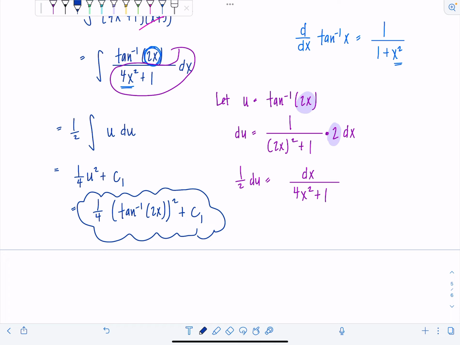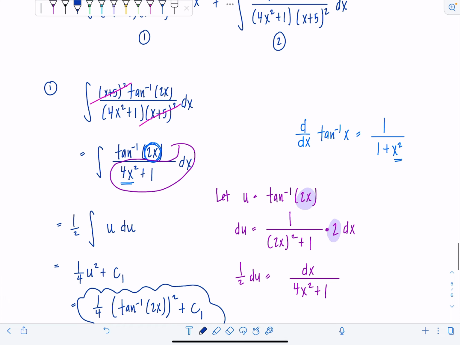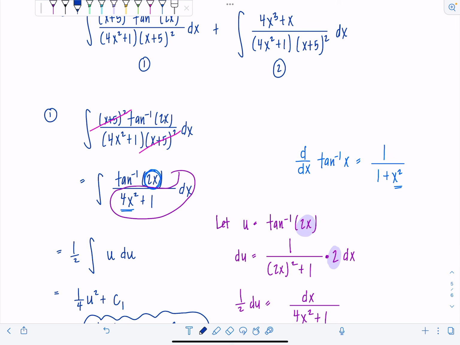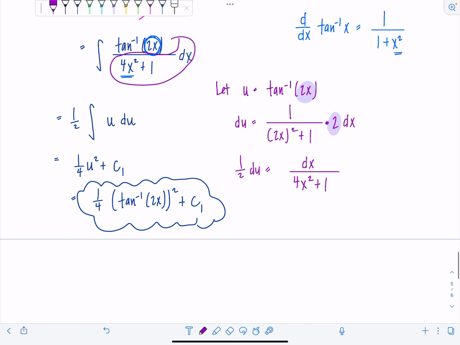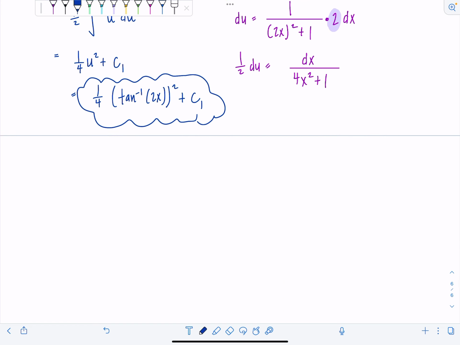Nice. Now let's move our attention to integral 2. You see it? 4x cubed plus x over 4x squared plus 1 times x plus 5 squared. I want you to notice you could take an x out here. Did you see that initially? Maybe not. Maybe you were so traumatized. Let me rewrite it with the numerator factored so you can see. Integral of x times 4x squared plus 1, over 4x squared plus 1 times x plus 5 squared, dx.